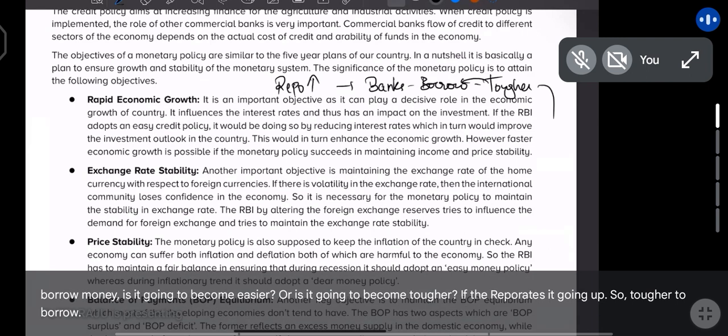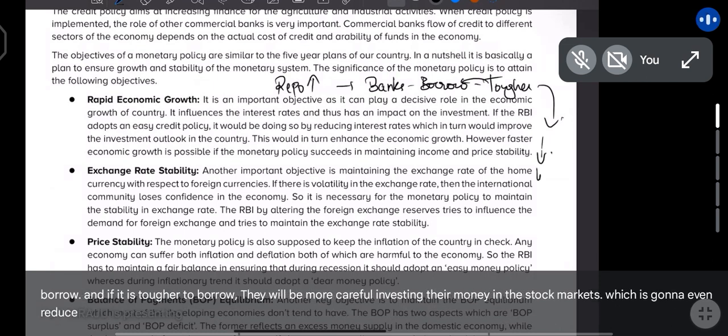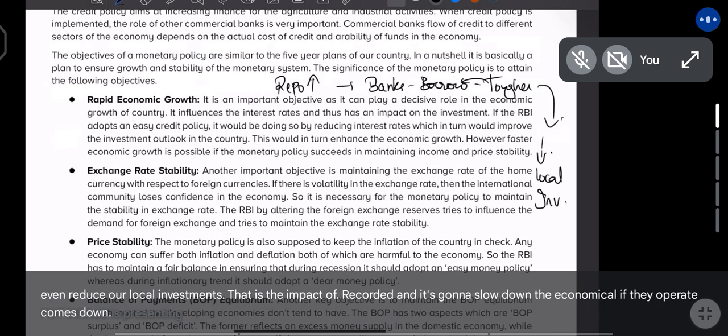And if it is tougher to borrow, they will be more careful in investing their money in the stock markets, which is going to even reduce our local investments. So that is the impact of repo rate, and it's going to slow down the economy. If repo rate comes down, then obviously economic growth can eventually pick up.